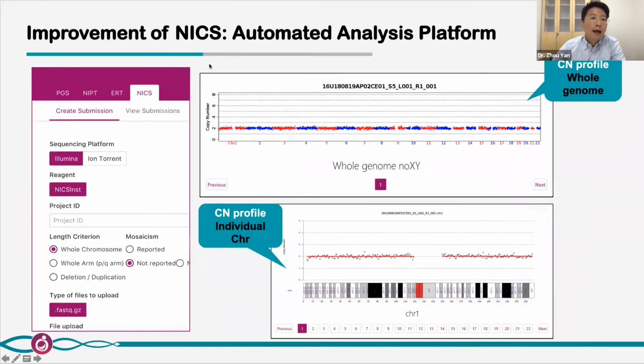And finally, we have improved this automated analysis platform on ChromoGo. It adapts to currently 2 major, but in future 3 major, sequencing platforms, and you can have a CNV profile of the entire genome of the tested samples, as well as zoom into each individual chromosome.